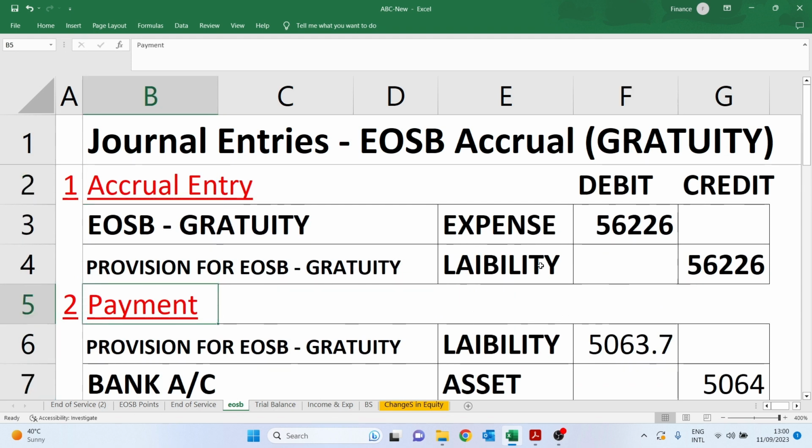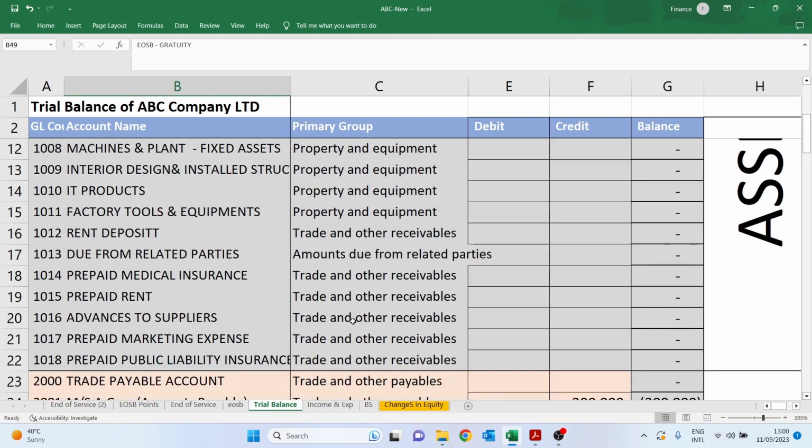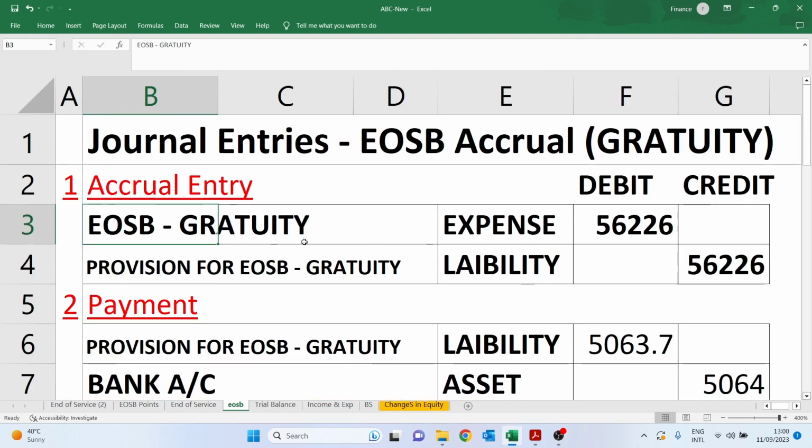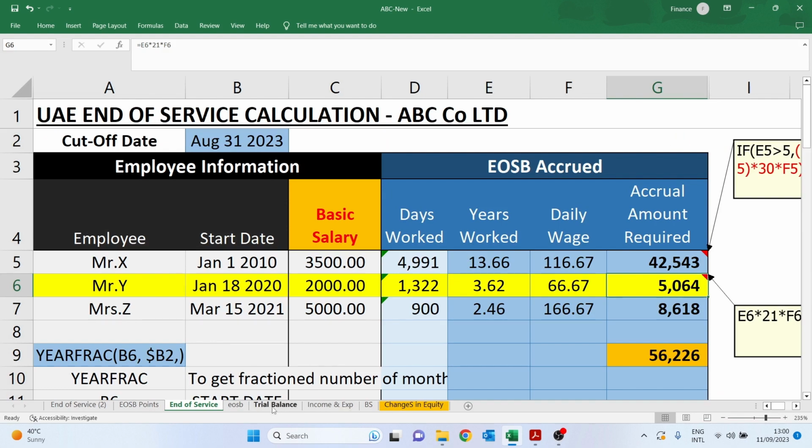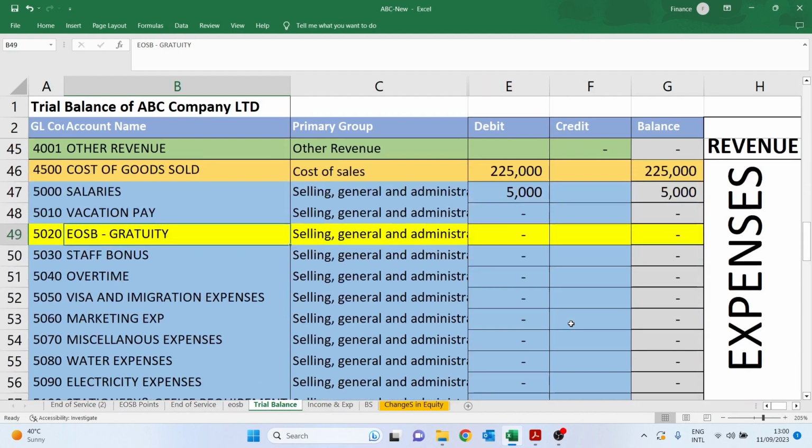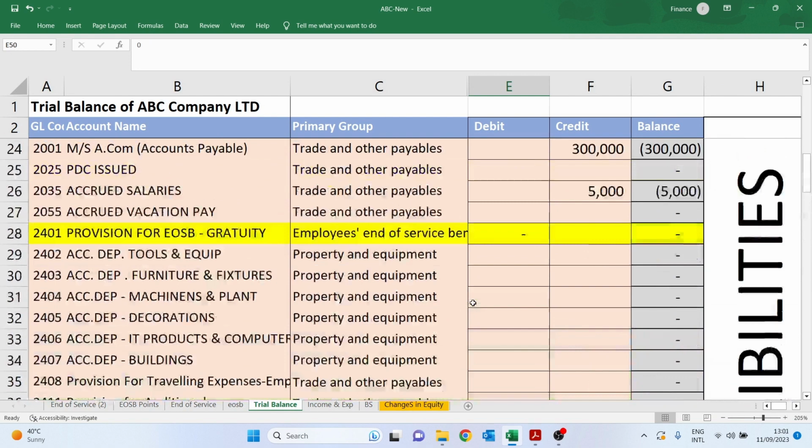Now let us book this into the trial balance and see which are the primary groups. First entry is gratuity or end of service expense, debited. So let us go back to the trial balance and you can see an account called end of service, under expenses. It is a selling, general and admin expense, same like salaries. So we will debit that 56,226 and we will credit which account? Provision for end of service benefit in liabilities.